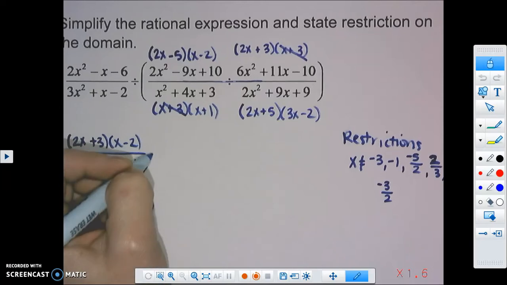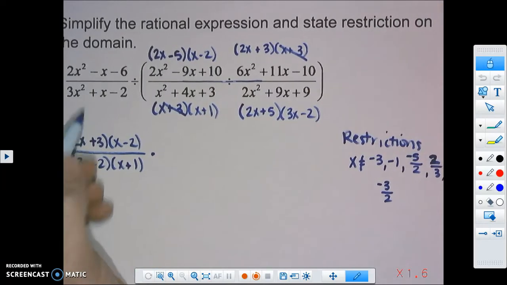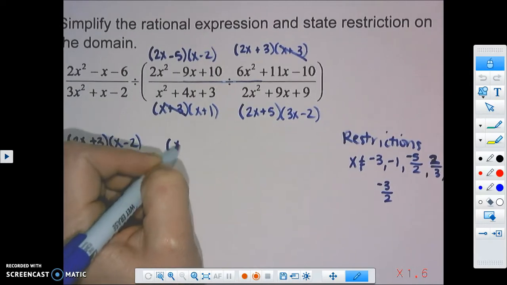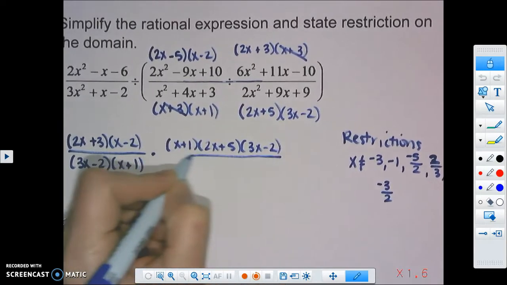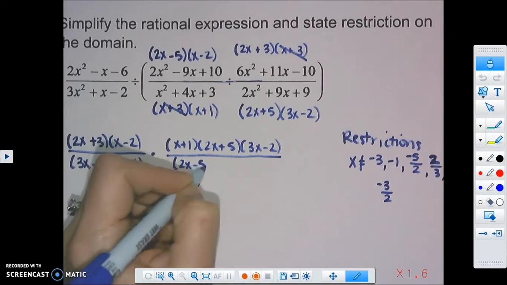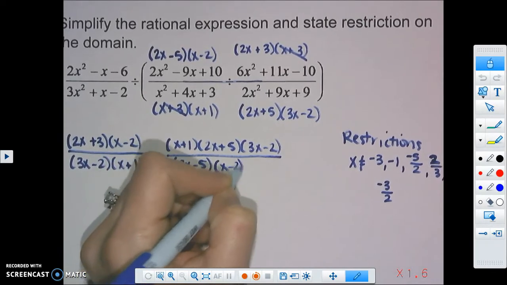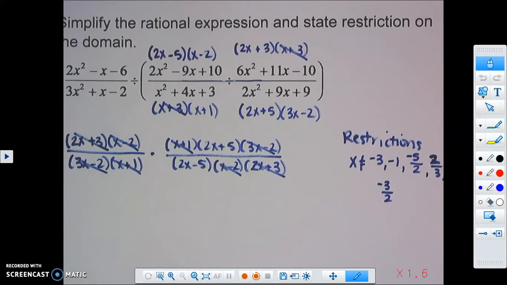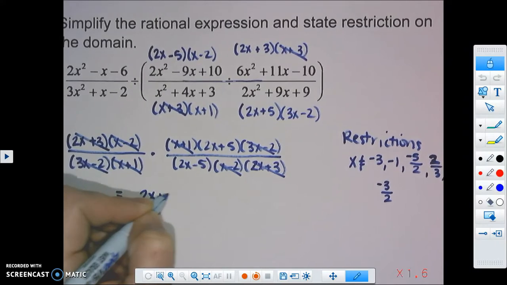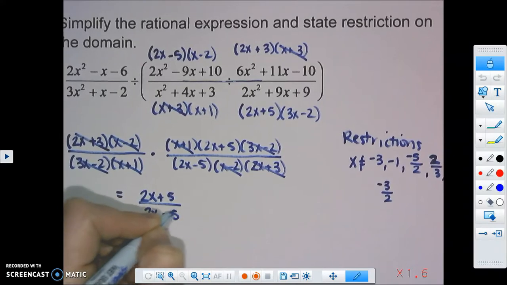Since we had multiplication, we're going to flip that entire fraction since it's after a division sign. So that means we're going to have x plus 1, 2x plus 5, and 3x minus 2 flip to the top, and 2x minus 5, x minus 2, and 2x plus 3 flip to the bottom. Then we're going to start crossing things off that we can. So 2x plus 3 can go away, x minus 2 can go away, x plus 1 crosses off, and 3x minus 2 crosses off as well. So the first part of our answer is 2x plus 5 over 2x minus 5.